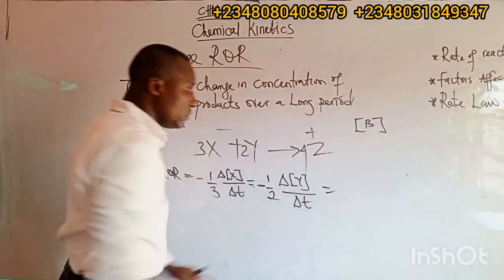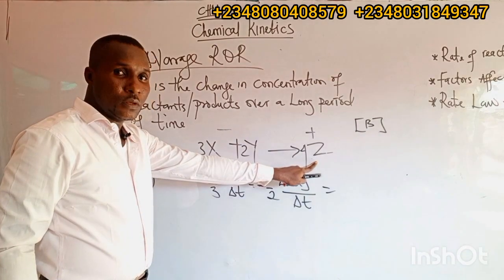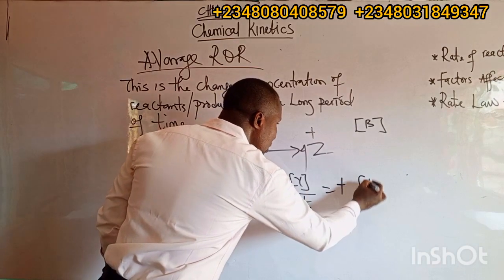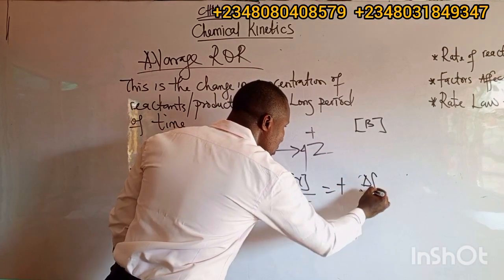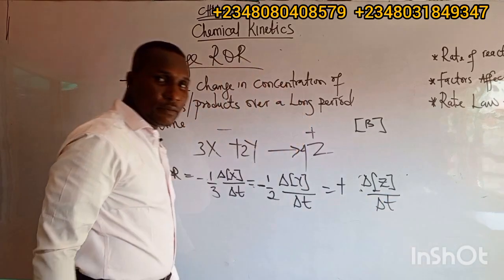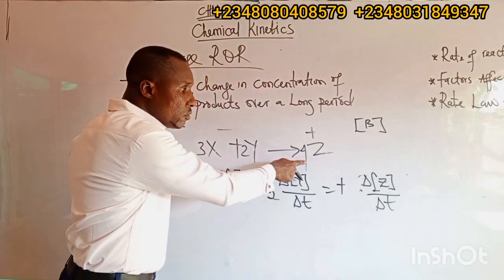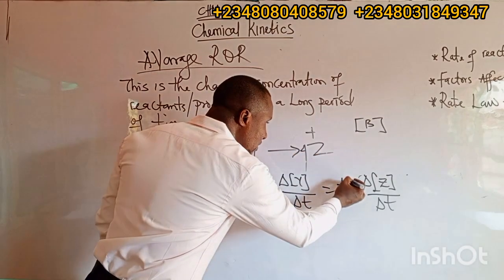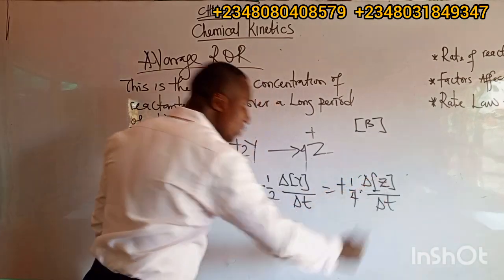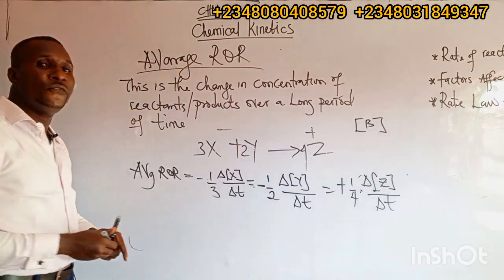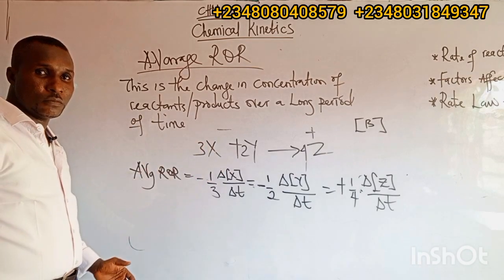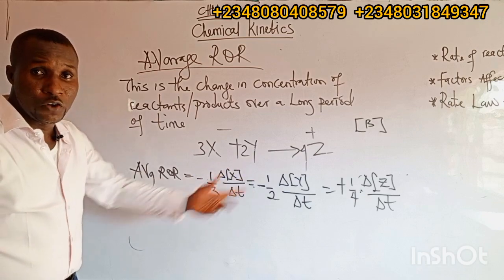Then equal to the product, that is positive, increasing, plus change in concentration of Z over change in time. Then the stoichiometric coefficient of Z is what? 4. That means divide the concentration by 4. That is 1 over 4. Take note, this is the average rate of reaction for this expression.